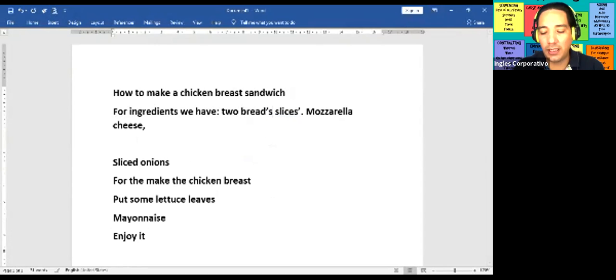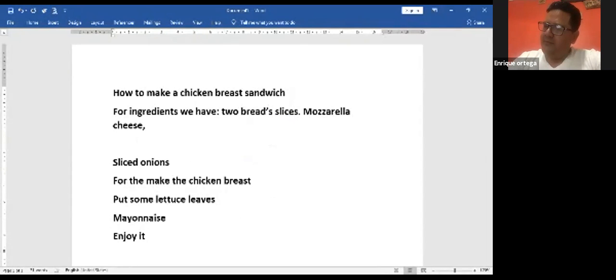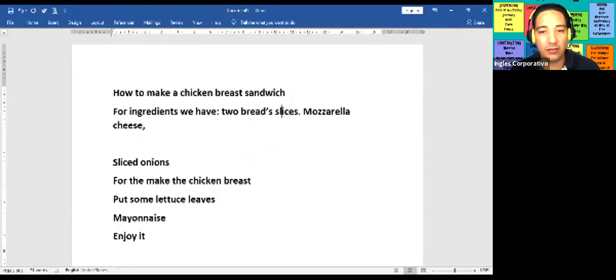A ver, two bread slices. Así sería, perdón. De pan, de pan. Ok, si no saben de esto, esto se llama pronombres posesivos. ¿Sí? ¿De quién son las rodajas de pan? ¿De quién son las rodajas? Del pan, ¿verdad? Two bread slices.